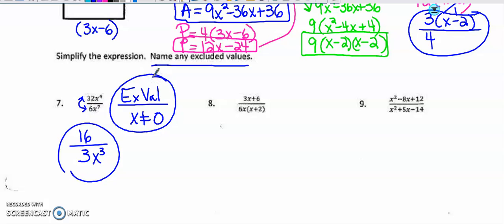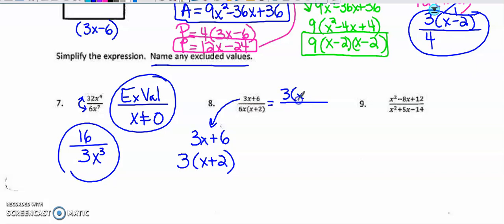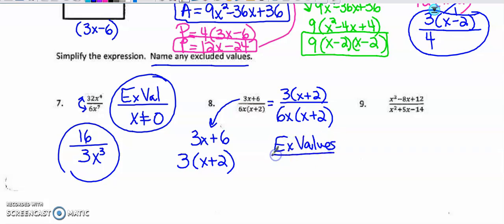Number 8, you have to factor the top. The top factors with a GCF. The GCF is 3, x plus 2. The denominator is already factored, so you don't have to do anything to the denominator. So I'm going to just write it again. Your excluded values are the values of the denominator that makes it 0. So for the 6x, you have an excluded value of 0. X plus 2, your excluded value is negative 2.